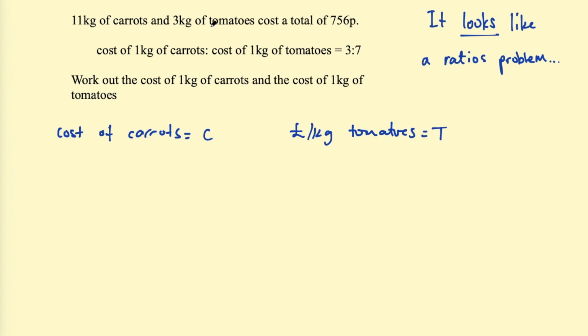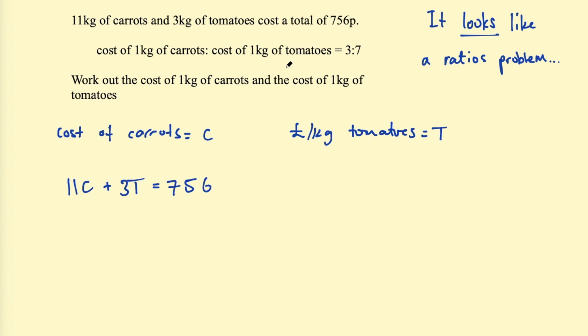For this first sentence, what you need to do is to convert the English into mathematics. So what this is saying is if I have 11 times the cost per kilogram of carrots, 11 times C, and then I add to that 3 times the cost per kilogram of tomatoes, I'm going to get the price of 756p. Okay, so this is our first equation.